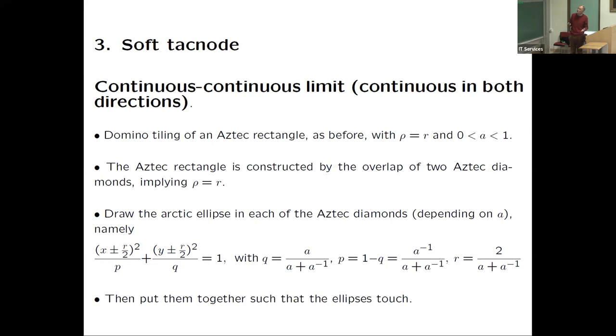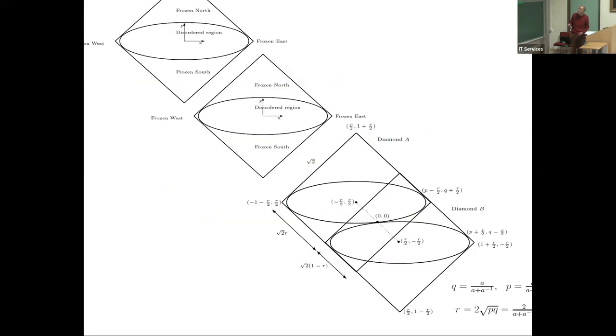And another way of saying that is that you take this Aztec rectangle and you take two Aztec diamonds, which you overlap. And I think I show you that in that picture here. Forget about the ellipse now. So you have one Aztec diamond here, another one here, and you overlap them. But I want them to overlap in a very specific way, and that's what I like to explain in that previous slide.